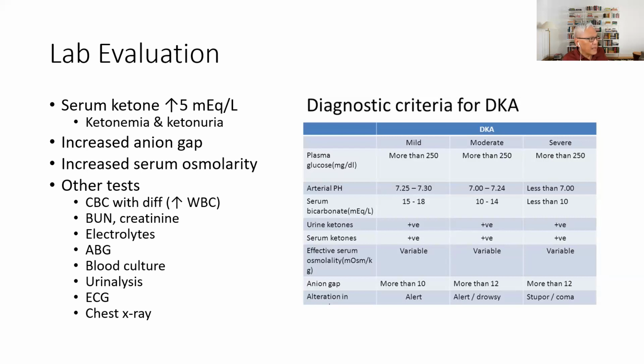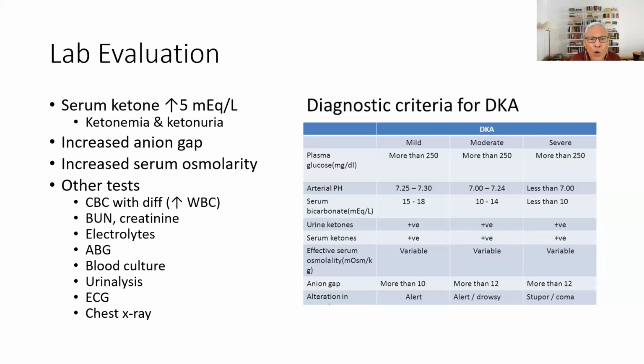Now, the other thing that is going to happen is that you will have an increase in ketones, and that is why it's called diabetic ketoacidosis, because ketone bodies are going to be present in the serum. And so biochemically, diabetic ketoacidosis is defined as an increase in the serum ketone concentration above 5 mEq per liter. Okay, so that is imperative. The serum ketones must be elevated beyond 5 mEq per liter.